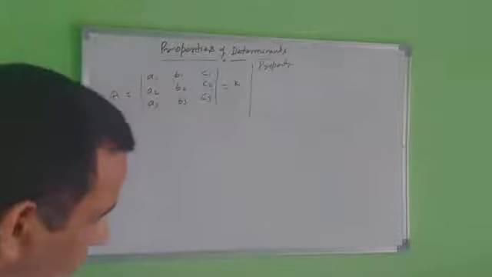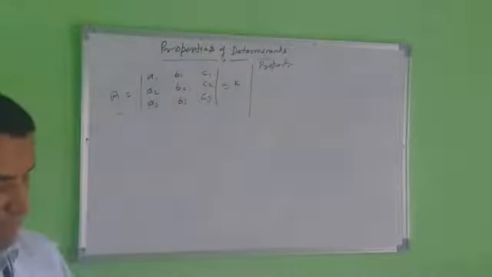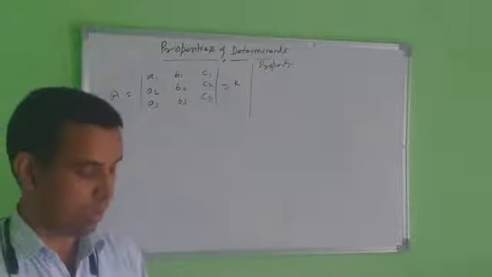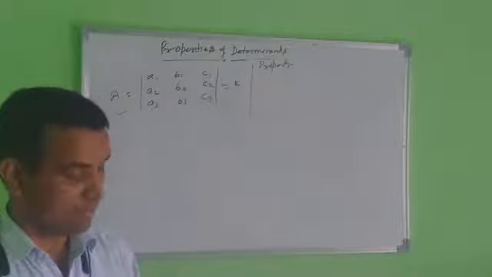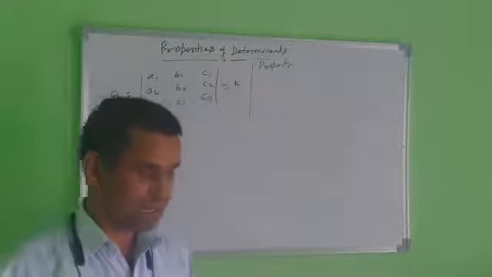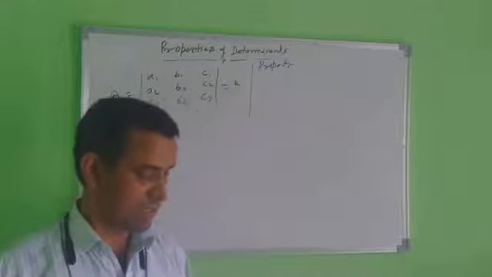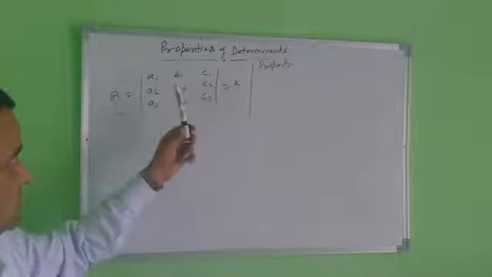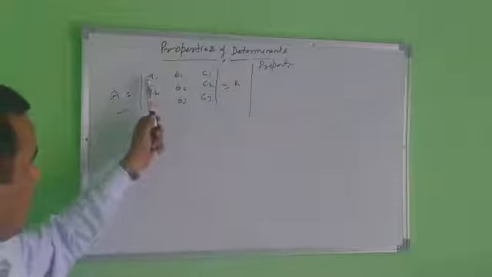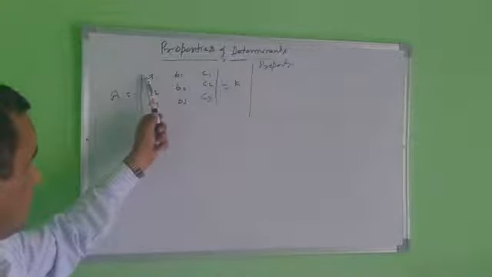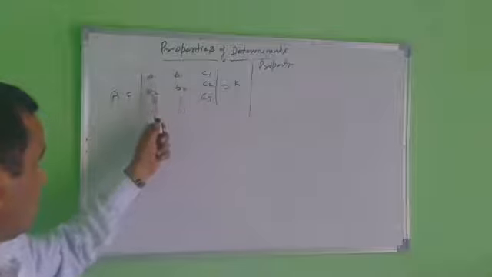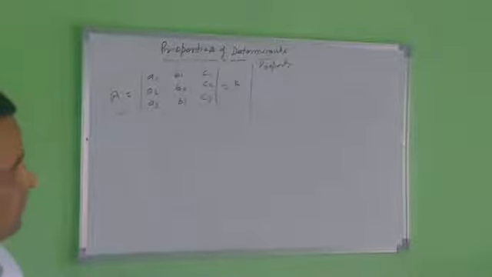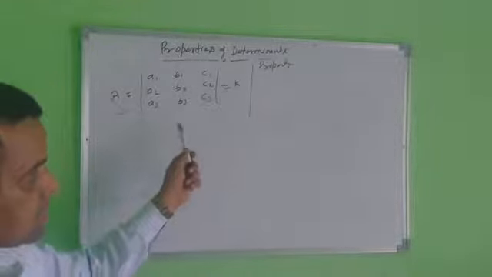Yes, student, the next property I am taking here is property number 4. If each element of a row or column of a determinant is multiplied by any constant k, then its value gets multiplied by k. Suppose this is the original determinant. If you multiply any row or any column by a number, you get k times the answer.